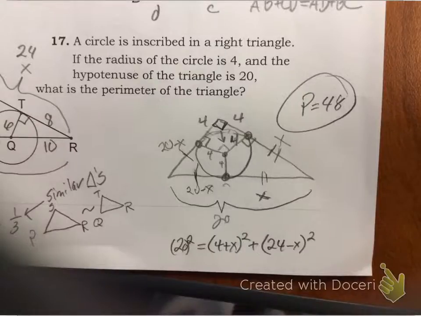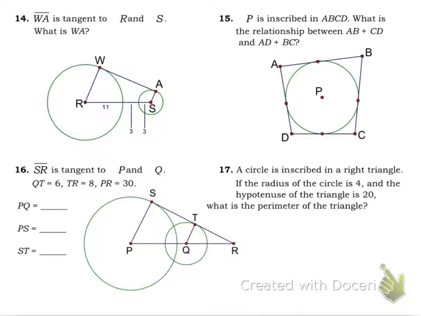16. So the big thing about 16. So we have SR is tangent to PQ, so I automatically know this is a right angle. I also know that this is a right angle. QT equals 6. TR equals 8. And P to R equals 30.